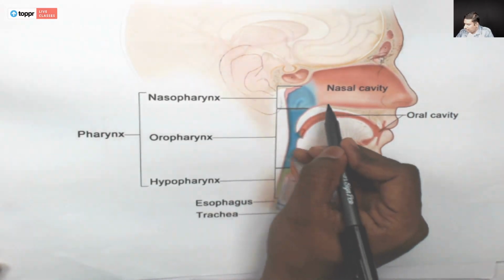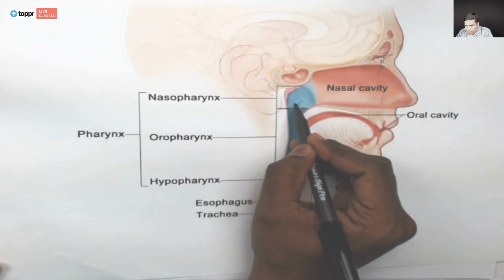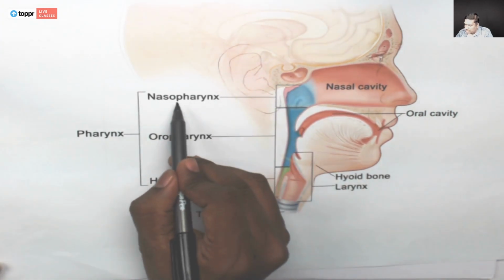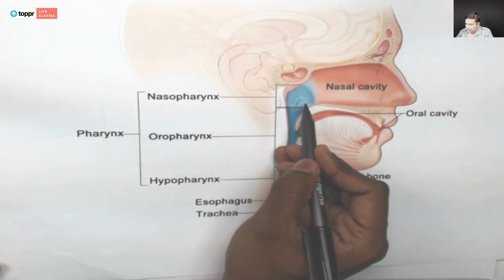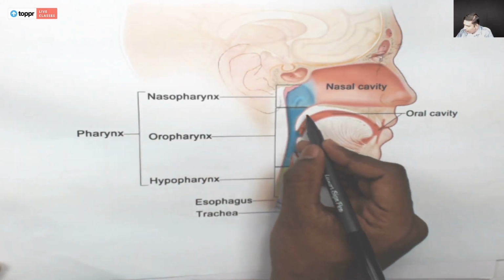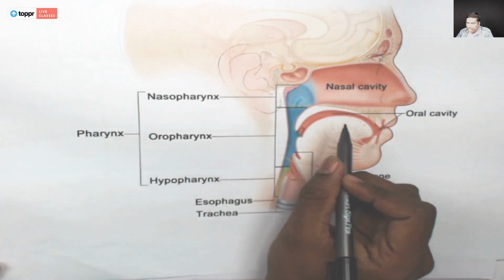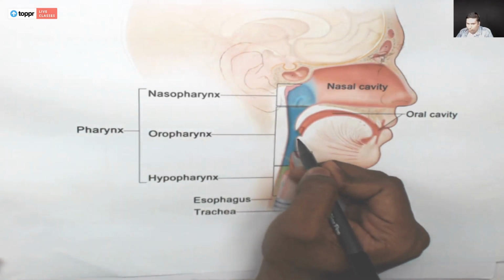So you see here, the nasal cavity is opening into this part, the light blue color part, and that light blue color part is your nasopharynx. Then you have the oropharynx. What is this oropharynx? Oropharynx is where the oral cavity opens.